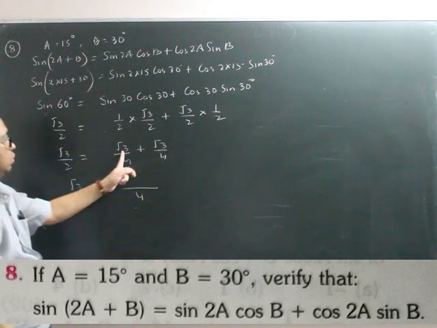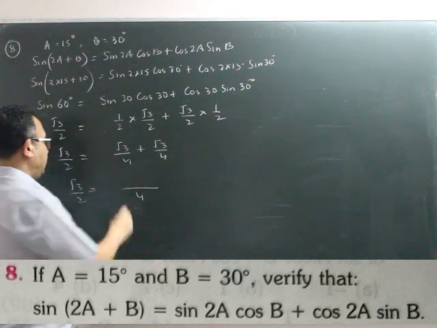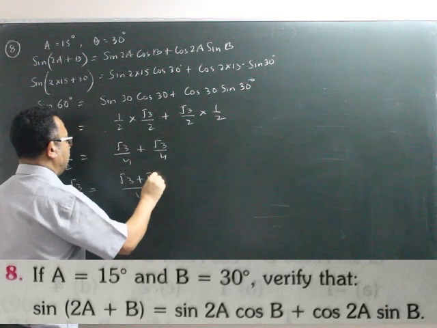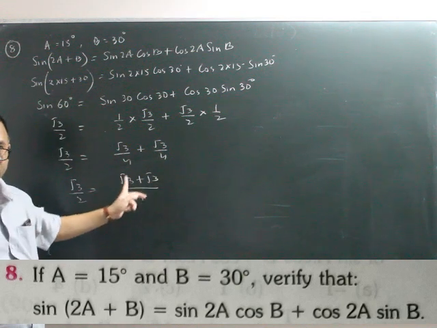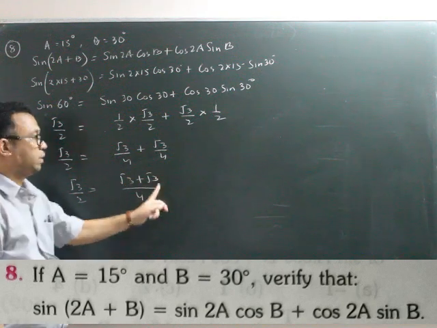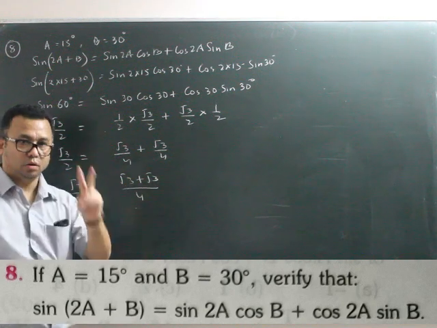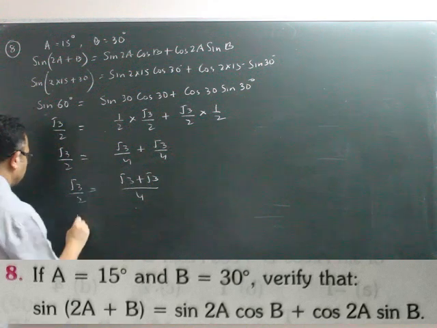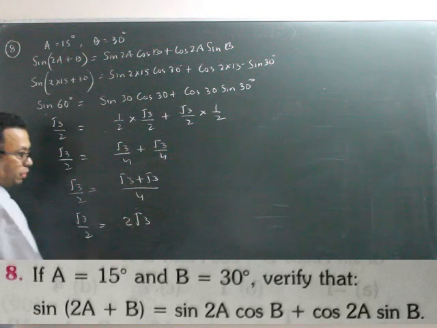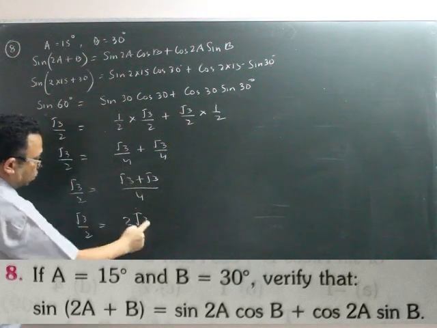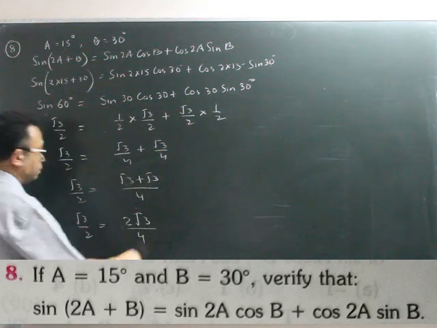Now see the addition, root 3 and root 3. Since both the roots are the same, root 3 inside the root, these two can be added. Root 3 and root 3, how many are there? Two of them, and you are adding them. So that's why we write this as 2 root 3. Root 3 plus root 3 is 2 root 3, and the lower side is 4.